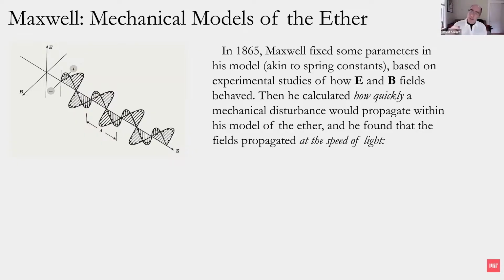Then he goes back to these mechanical models to ask how quickly would a mechanical disturbance begin to propagate within this mechanical ether. And he finds, really to his surprise, he didn't see that coming, these disturbances in the ether, those moment by moment local effects, would move at a speed he already knew very well, the speed of light.